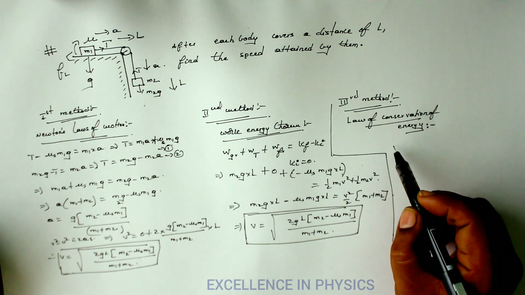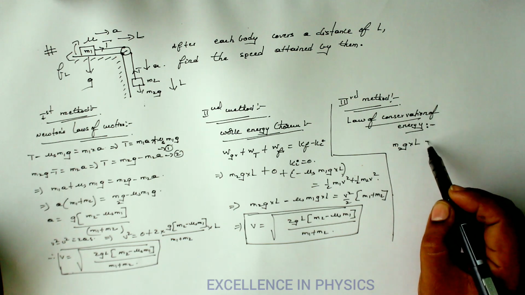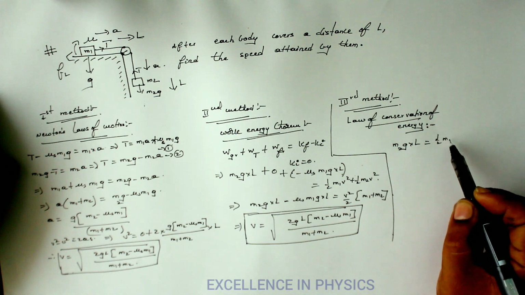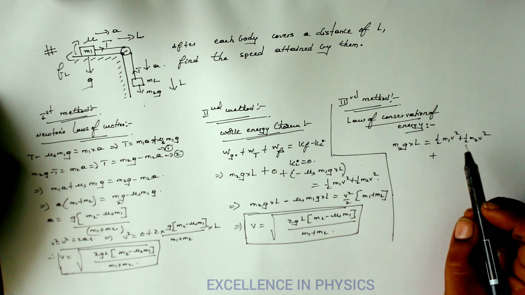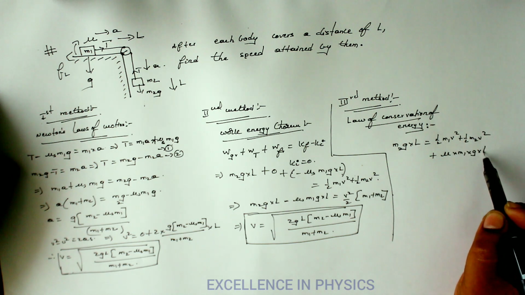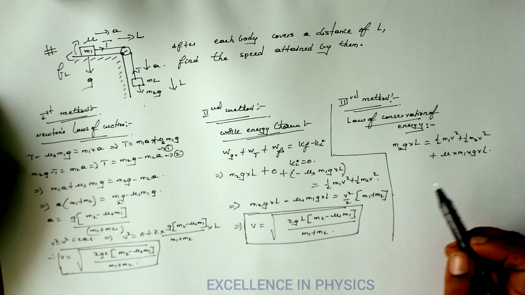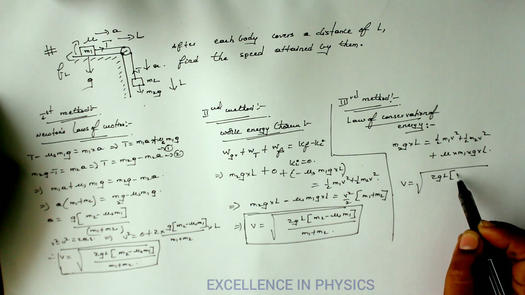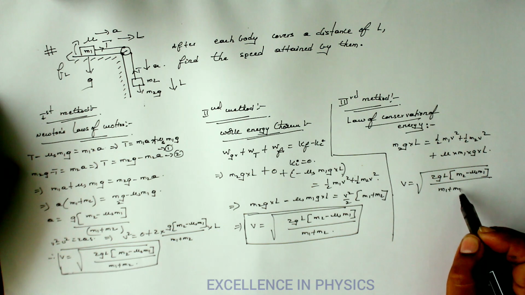So therefore I can say the potential energy lost by m2, which is m2g into L, is equal to the kinetic energy gained by both the bodies, which is half m1 v square plus half m2 v square, and work done against friction is equal to mu into m1 into g into L here. So again, if I solve the relation for velocity in this condition, then again I will get the same relation. v is equal to square root of 2gL into (m2 minus mu s m1) divided by (m1 plus m2).